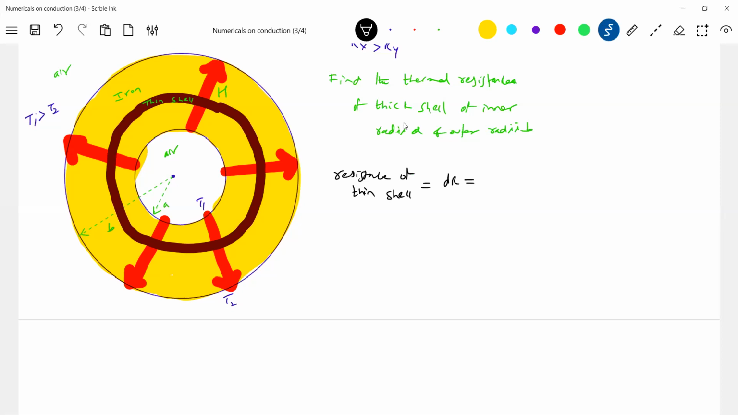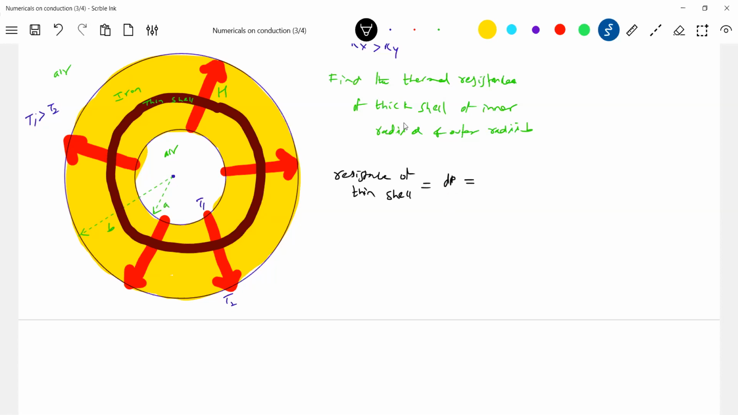Anybody, can you tell me first of all, why thin shell only? Why not any other structure? Because the elemental structure should be assumed in such a way that its surface area is normal to the heat current. The thermal power is flowing normally. The heat current is flowing radially outward. So therefore, the elemental structure's surface area should be directed normal to the heat current.